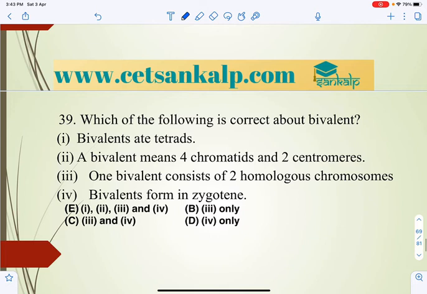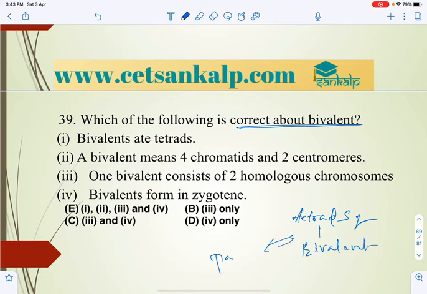Which of the following is correct about bivalent? As we all know, what is the meaning of bivalent? Bivalent is the tetrad, so 4 chromatids will be present. Bivalents appear during synapsis, in the zygotene phase, but the tetrads of the bivalents are clearly visible during pachytene. So bivalents are tetrads. We can say that is the correct answer.